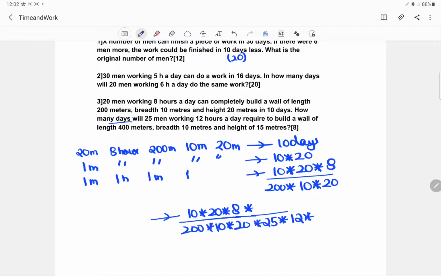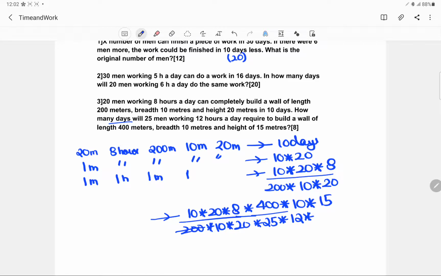12 hours a day to build a wall of length 400 meters. Now it would take more number of days. Breadth of 10 meters, more number of days. Height of 15 meters, more number of days. And you sort it, you can basically solve it out.